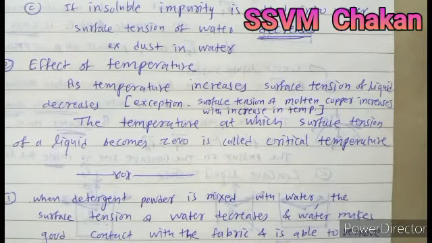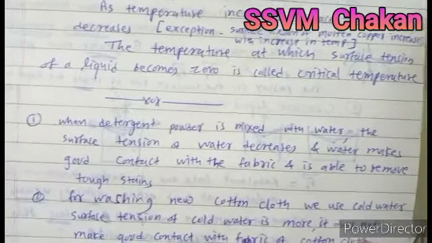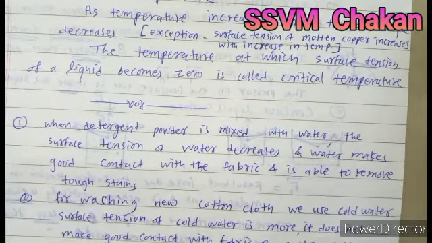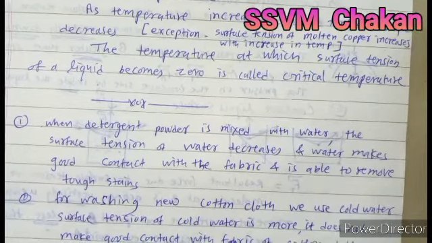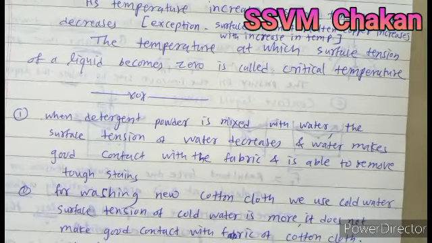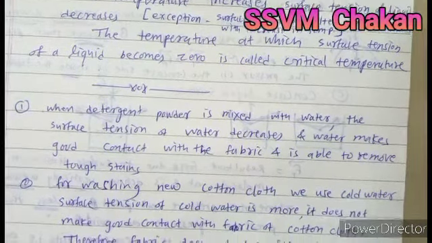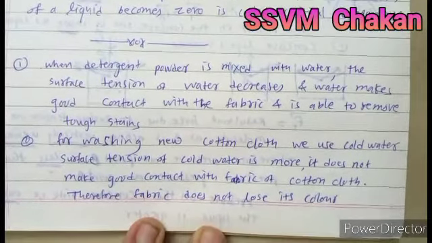We see a few examples. When a detergent powder is mixed with water, the surface tension of water decreases and water makes good contact with the fabrics of a cloth and is able to remove the tough stains on the cloth. म्हणजे डिटर्जंट ते ज्यावेळेस पाण्यामध्ये टाकता तुम्ही त्यावेळेला पाण्याचं सरफेस टेन्शन कमी होतं आणि ते कमी झाल्यामुळे पाणी कपड्यावर व्यवस्थित पसरलं जातं आणि त्यामुळे त्यावर असणारा डाग जो असेल तो निघायला मदत होते.